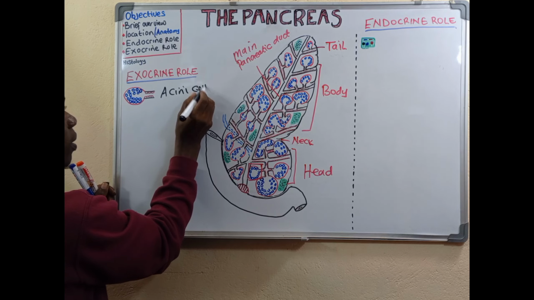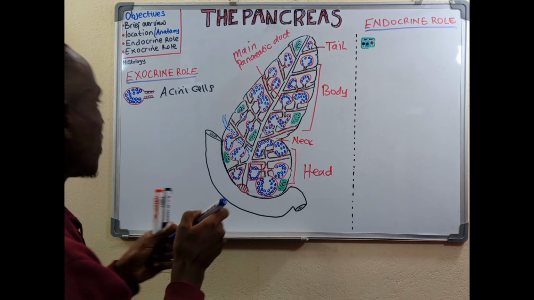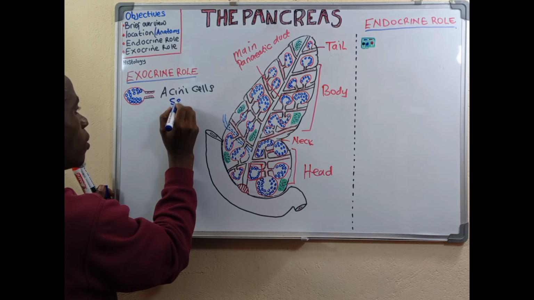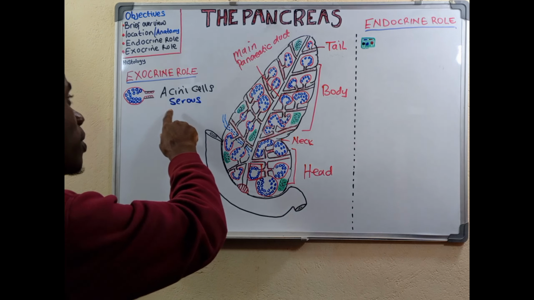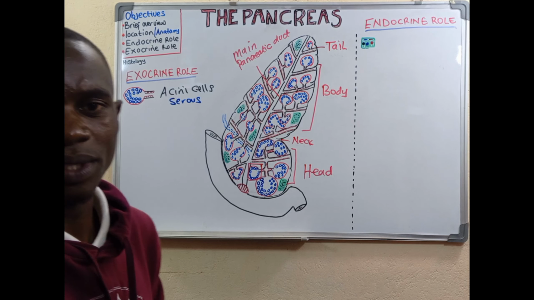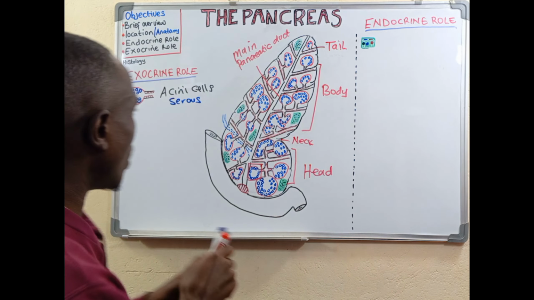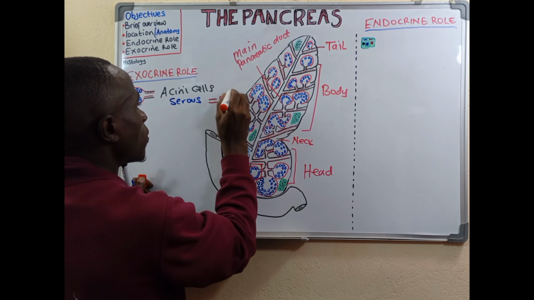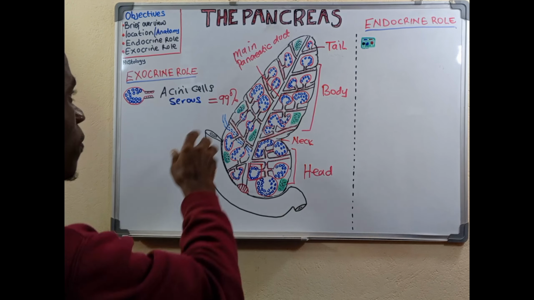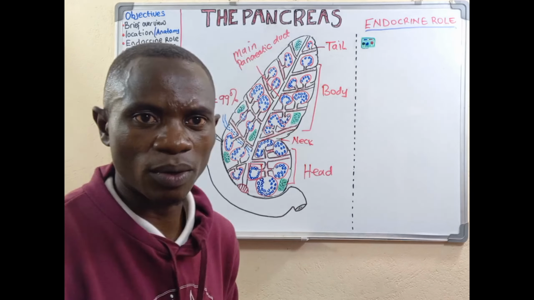It has a lot of acini cells, and these cells are made up of serous cells, okay? So now it can even be called serous acini cells. These are the cells that constitute the highest percentage of the pancreas. Actually, they constitute approximately up to 99%, okay? Up to 99% of the pancreas is made up of the acini cells, okay?